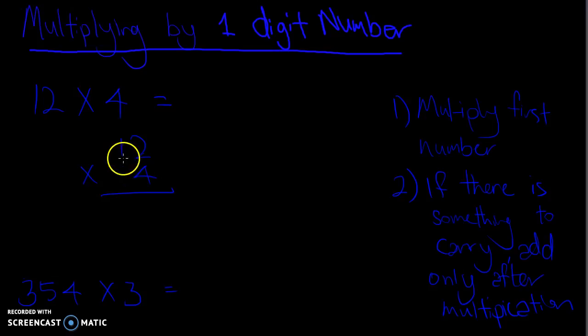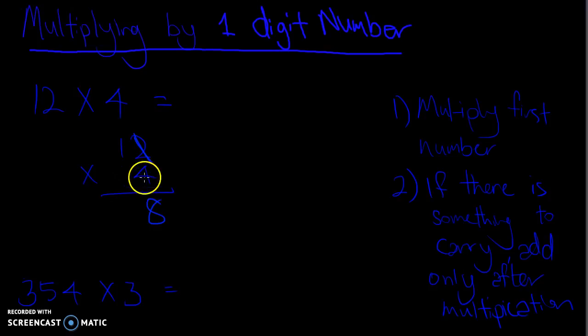First we start off by multiplying the first number, which is what we see here. 2 multiplied by 4 gives us 8. If there's something to carry over, you add. But as of now, there's nothing to carry over because 8 is a single digit number. I just move on to the next number. And to be systematic, I cancel this number because I'm done with it. 2 multiplied by 4 gives me 8.